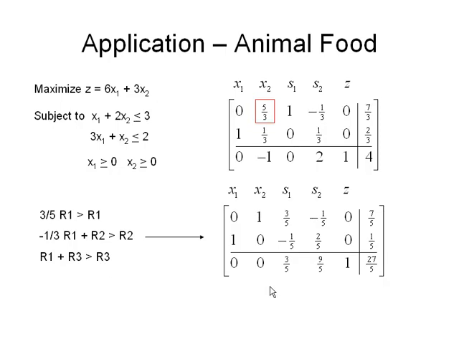And here's the matrix we get. The first row is 0, 1, 3/5, negative 1/5, 0, 7/5. The second row is 1, 0, negative 1/5, 2/5, 0, 1/5. And the bottom row is 0, 0, 3/5, 9/5, 1, and 27/5. I see no negative indicators, so now I'm at my optimal solution.